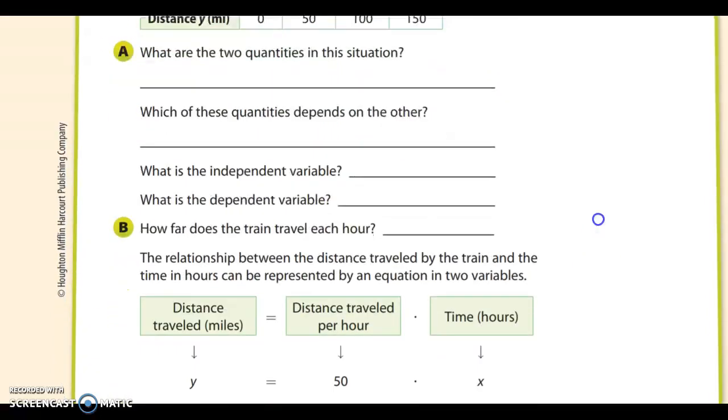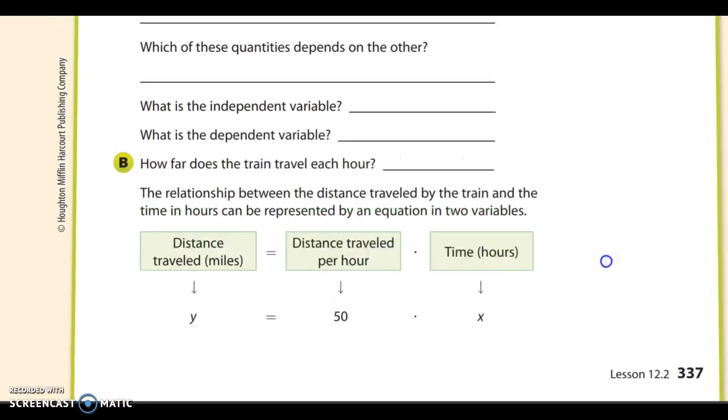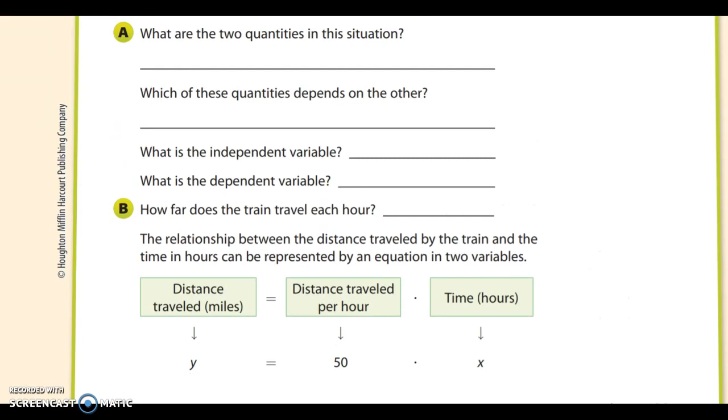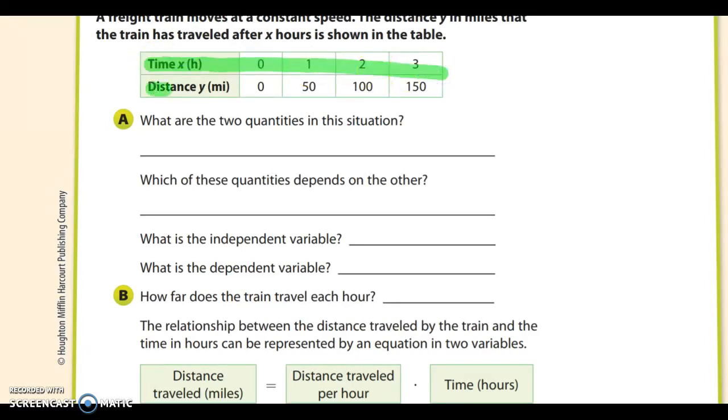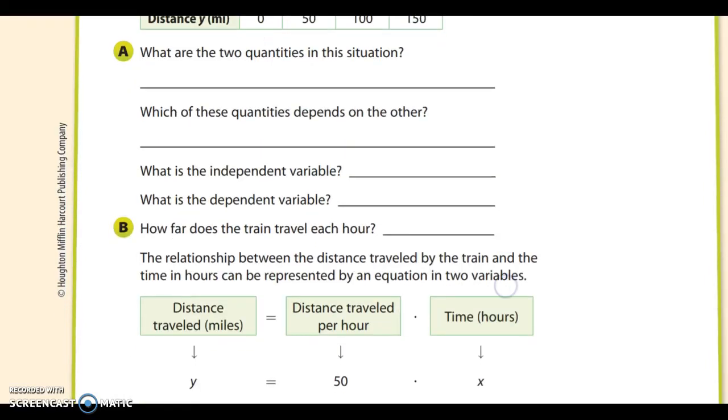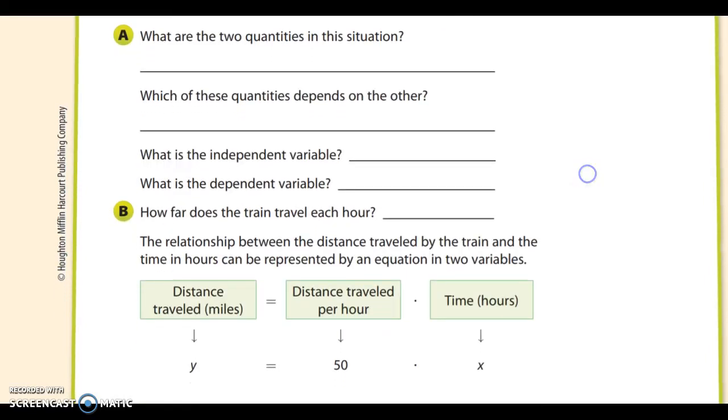Part B reads, how far does the train travel each hour? Well, if you go back to the table, you notice that it's going up by 1 hour on the x row. It's going up by 1, and the distance is going up by 50. So what we can conclude there is that it's going 50 miles each hour. So that's all we have to put here, 50 miles each hour.